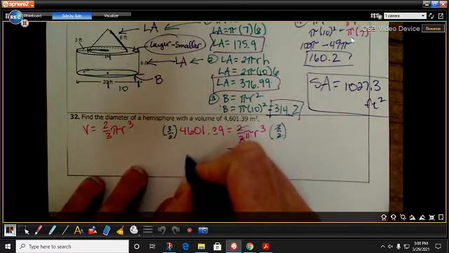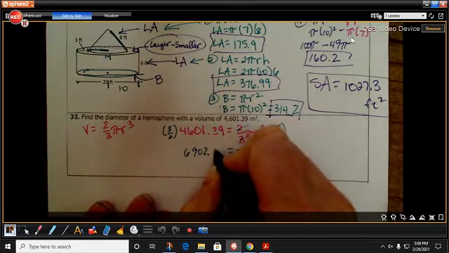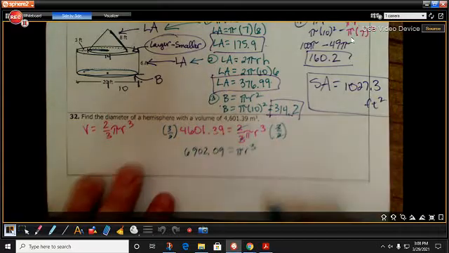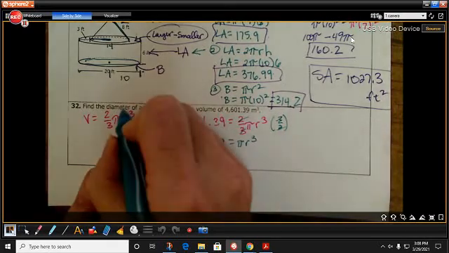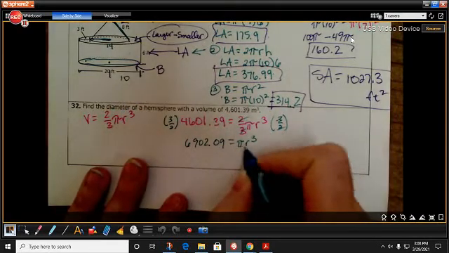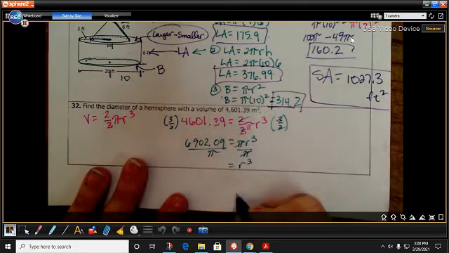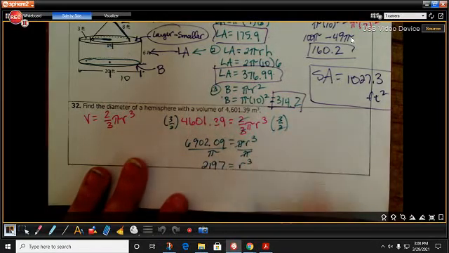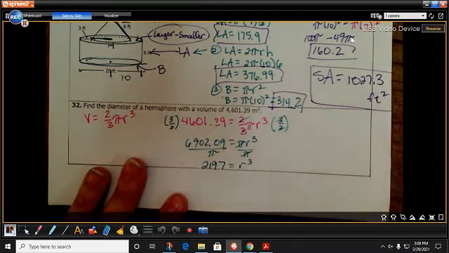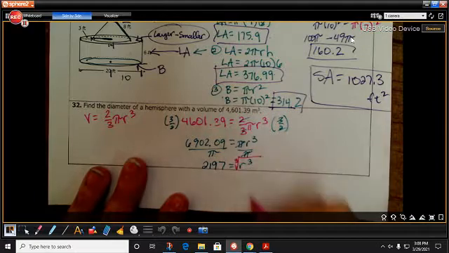here. And over on this side, I've got 6902 point something like 09, something like that, okay? And then you go, all right, I want to isolate my radius so that I can find my diameter. So I'll divide by pi on both sides, and that will give my radius cubed. And this is going to end up being pretty close to 2197 exactly when all the decimals work their way out. Then to get the radius on its own, I need to do the cube root of r cubed.